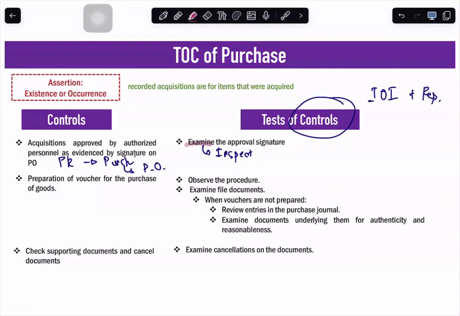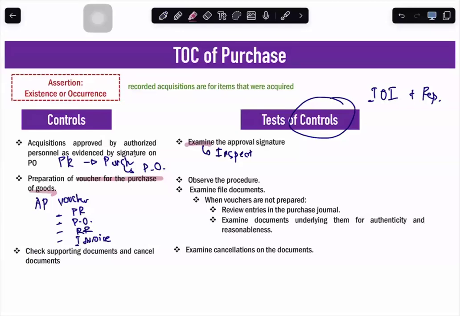Another control under this assertion is the preparation of a voucher for the purchase of goods. For this voucher, we call this your AP voucher file. Under your AP voucher file, we said you attach your PR, your purchase requisition, your PO, your purchase order, your RR, your receiving report, and lastly, the invoice coming from the vendor. So how do you test the control? Whether it is properly prepared.